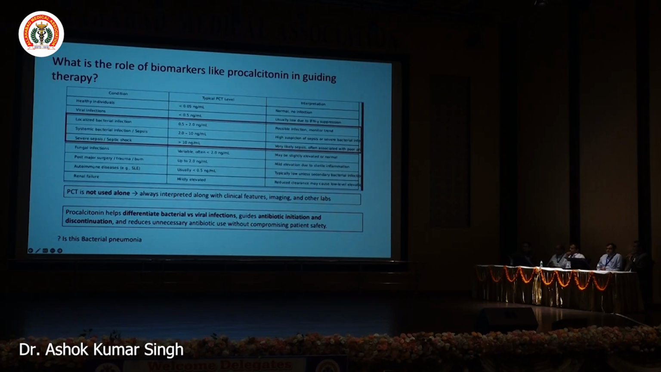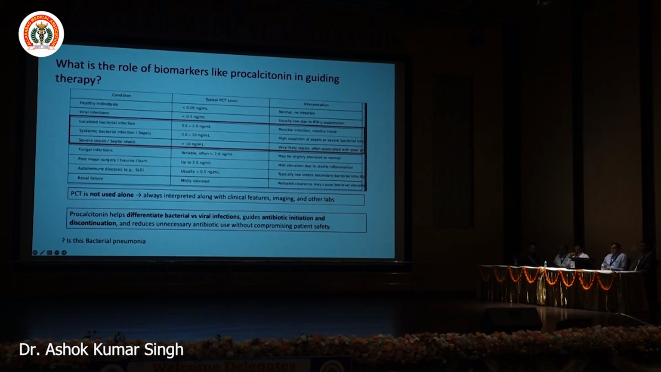Normal PCT with hyponatremia means we are not dealing with a bacterial infection. So this is the implication of the PCT value. If the patient has 0.5 to 2, it is a suspected case of bacterial infection. If it is less than 0.5, it is unlikely to be a bacterial pneumonia. If it is more than 2, it seems to be a bacterial infection. If it is more than 10, the patient is going to develop multi-organ failure because of the bacterial pneumonia. So PCT is very, very important.